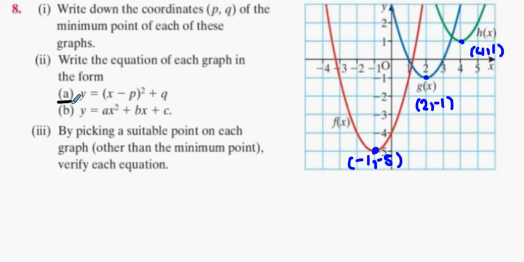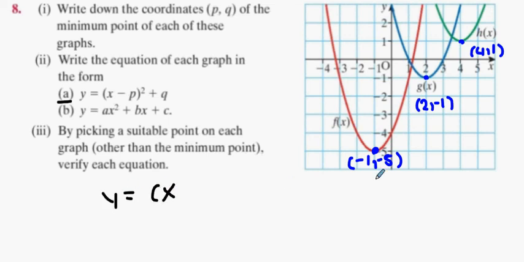Now, get this lads. Do part A. I'm going to do the red one. Everybody see f of x? I'm going to do f of x. Look at this. What can I put in instead of y? Y is the same as f of x for the red one. Y is the same as g of x for the blue one. And y is the same as h of x for the green one. Does that make sense? So I can either say y equals x.